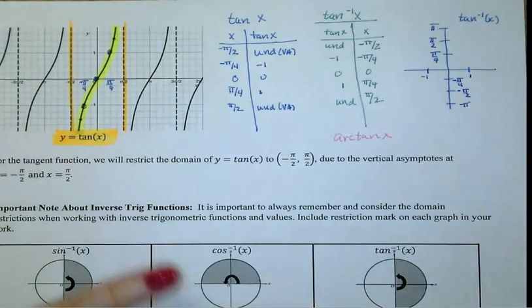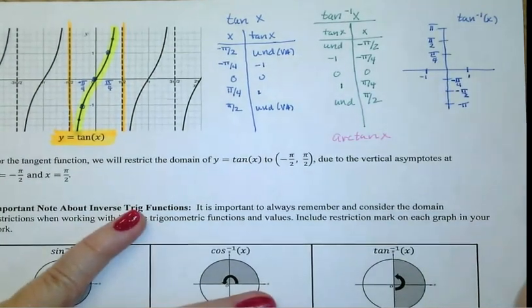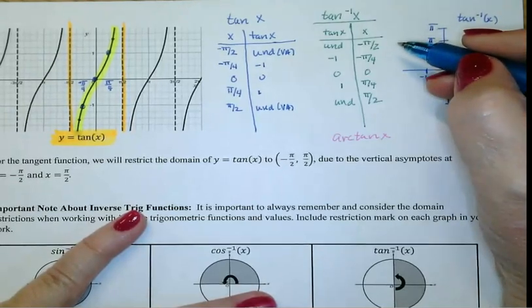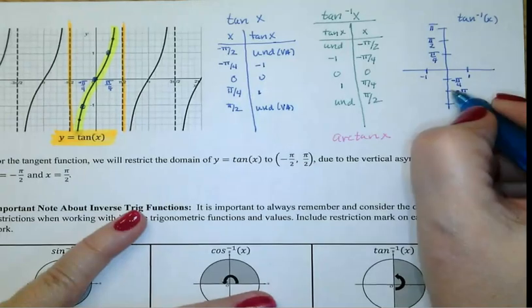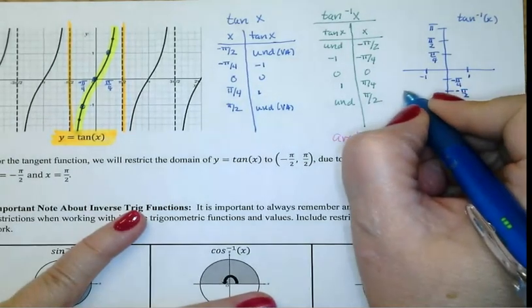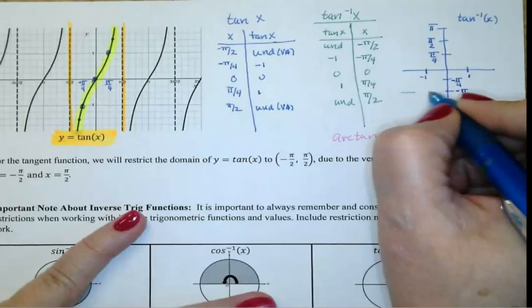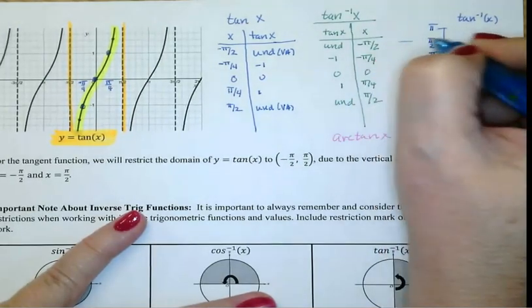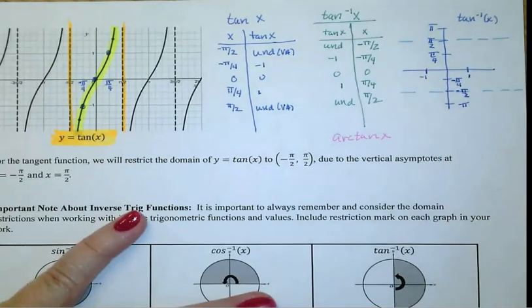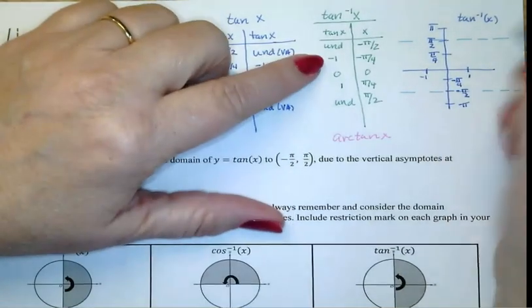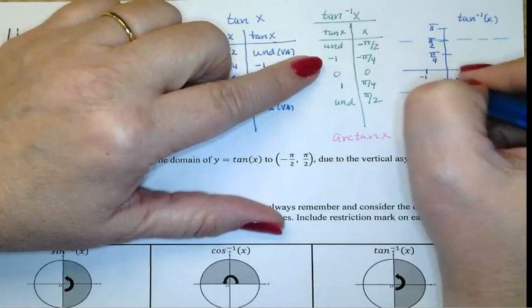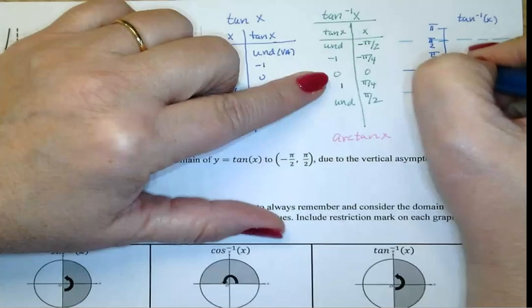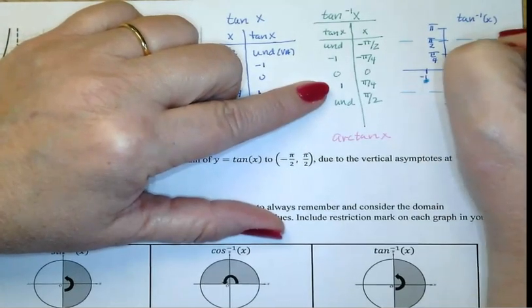So as we have the graph set up, then we know at negative pi over 2, so that's down here, it's undefined, so that's where our vertical asymptote is going to be. It's going to be here at negative pi over 2, and then again up here at pi over 2. And then we're going to have the point negative 1, negative pi over 4, 0, 0, and then at 1, pi over 4.